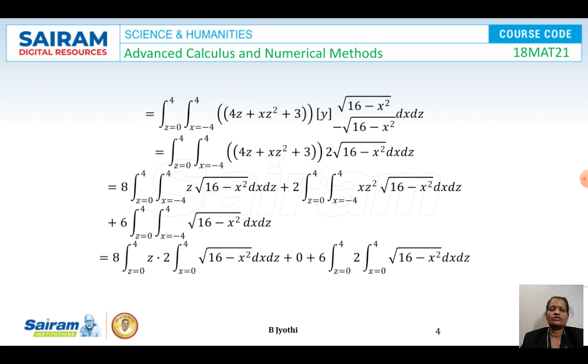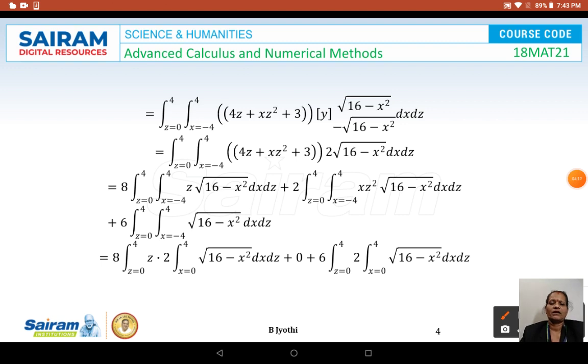So, this can also be written as twice the root of 16 minus x squared. Here we can take this outside. For the first term, it will be 4 times 2, which is 8z times root of 16 minus x squared dx dz, and the second one is 2 times xz squared into root of 16 minus x squared dx dz, and the third term, 3 into 2, will be 6 times root of 16 minus x squared dx dz. We have segregated all the 3 terms separately.